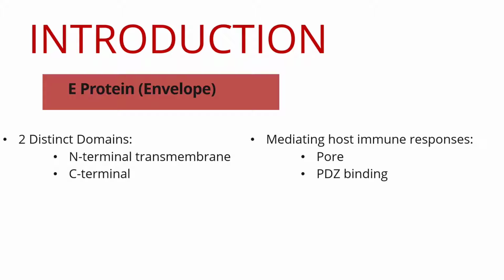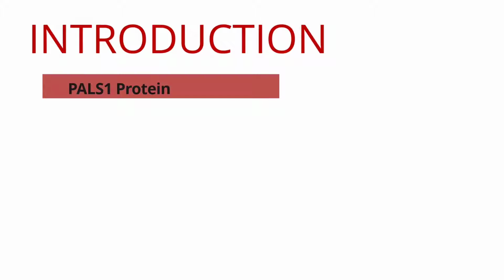The N-terminal transmembrane domain forms a pore, and the C-terminal domain is involved in PDZ binding, a PDZ binding in the PALS1 protein, which is a human cell junction protein. In humans, there are approximately 150 unique proteins, including the PALS1 protein, that encode 1 or more PDZ domains. These domains are essential in regulating human immune responses.